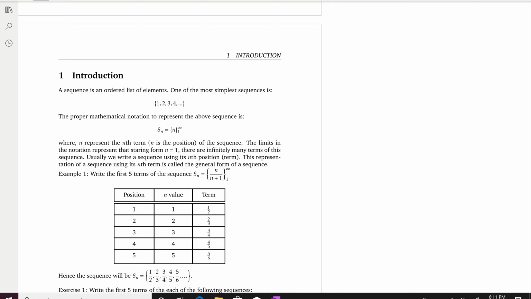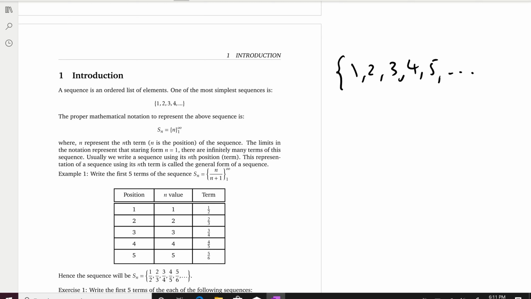Now think about a collection of numbers. What is the simplest collection of numbers you can think of? Well, it's 1, 2, 3, 4, 5 and so on, right? Now, do they have a pattern? Yes. Are they ordered? Yes.